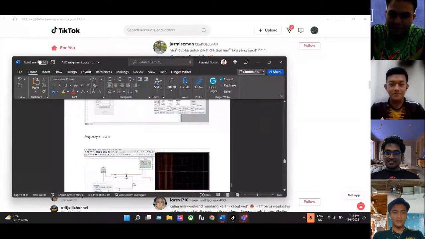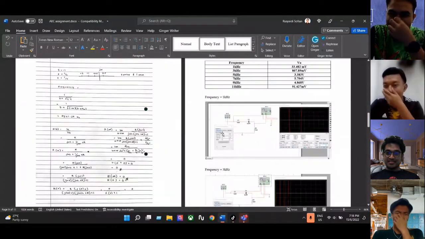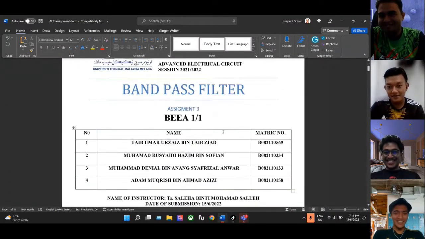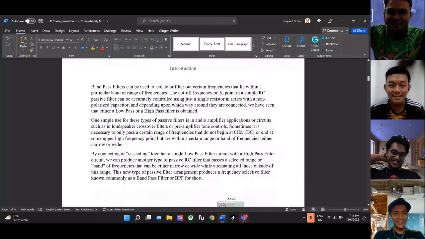Right, let me start with the introduction. Band pass filter can be used to isolate or filter certain frequencies that lie within a particular band or range of frequencies. Let my friend share the screen first. Sorry. Okay, let me start again.